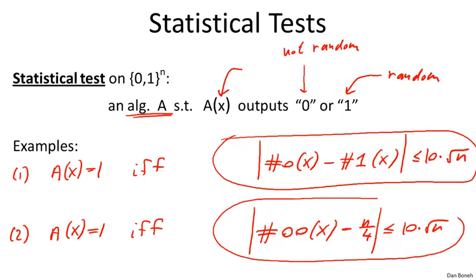Okay, so here are two examples of statistical tests that basically, for random strings, will output 1 with very high probability. But for strings that don't look random, for example, think of the all-zero string, neither one of these tests will output 1. And in fact, the all-zero string does not look random.